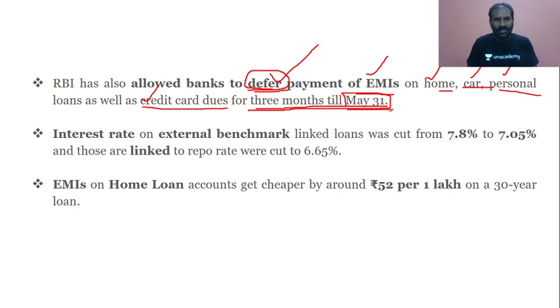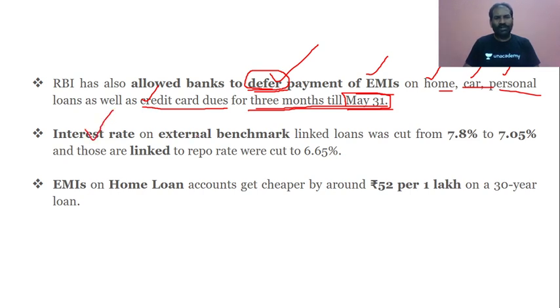That means the RBI has come out with an initiative giving you an opportunity: if you do not have sufficient money, and you pay for the home loan, car loan or personal loan, then you will not have money for essential commodities. So taking that into consideration, the RBI has deferred the payment. This is very important from the analytical point of view, and for prelims and mains also.